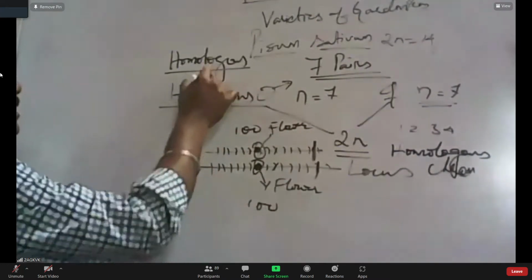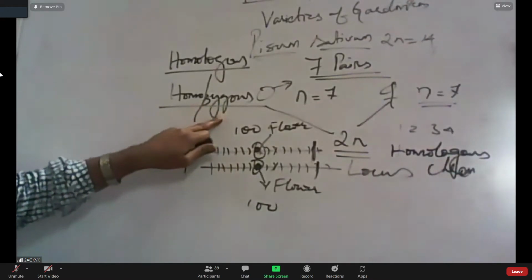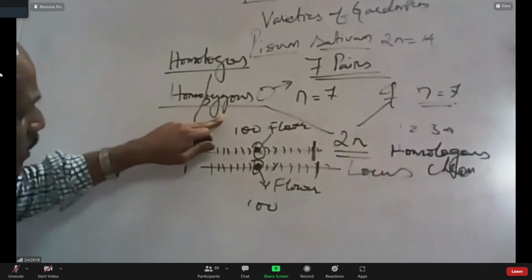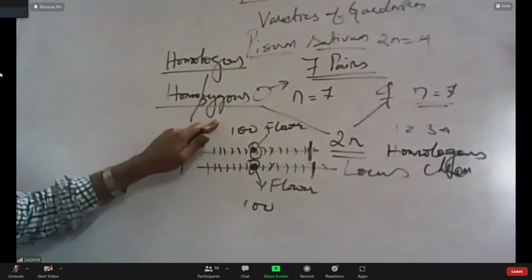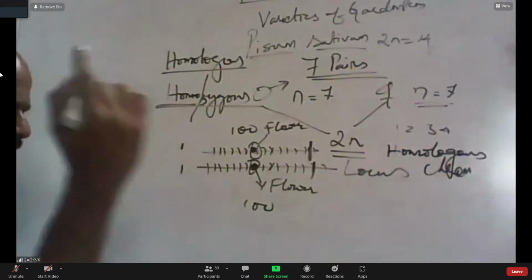Homozygous. See here, this is zygous. Zygote: a zygote resulting from fusion of identical alleles. Homo is identical.